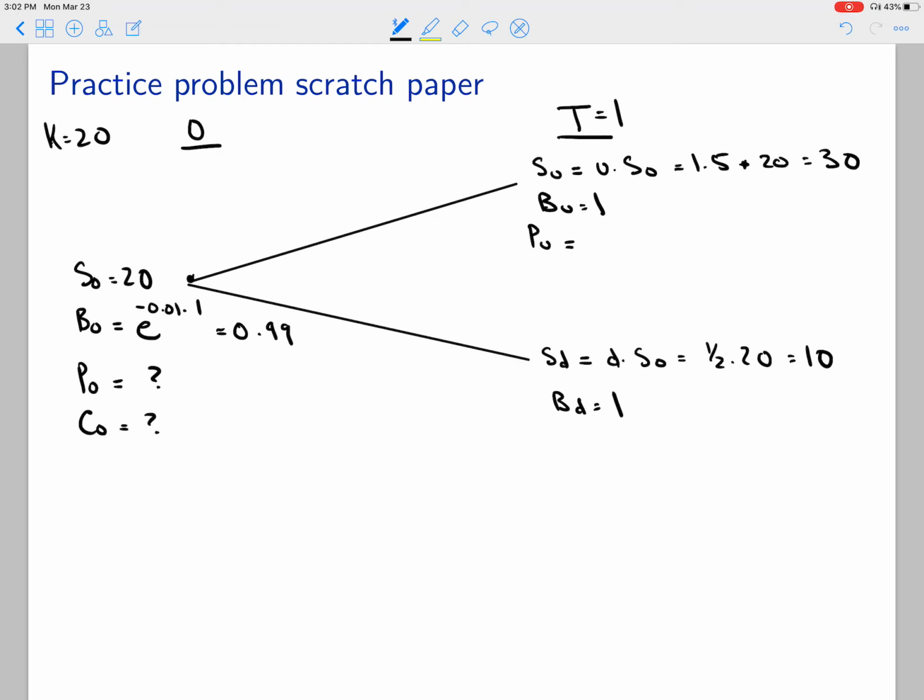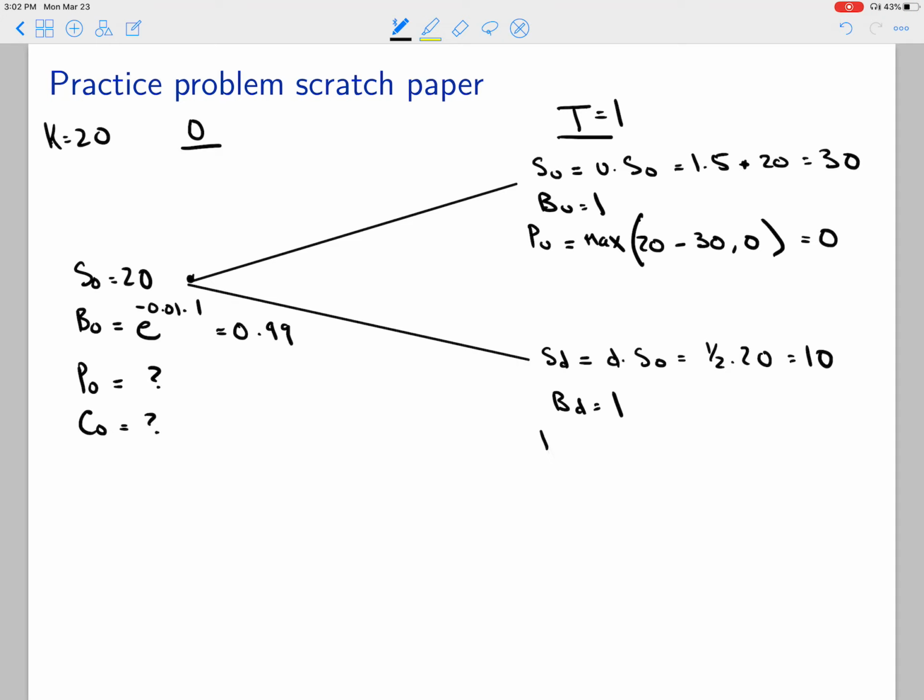The put's payoff in the upstate, PU, is equal to the maximum of the strike price minus the stock price in the upstate, and 0. Strike price is 20. Stock price in the upstate is 30. So the put payoff is the maximum of negative 10 and 0, which is just 0.